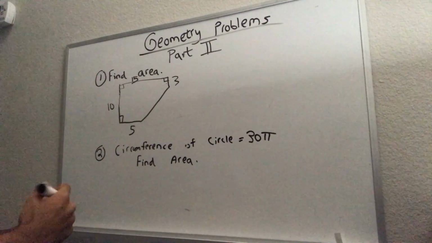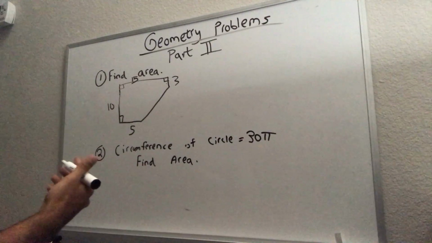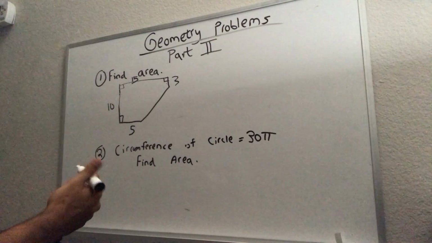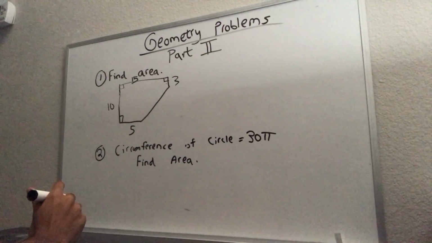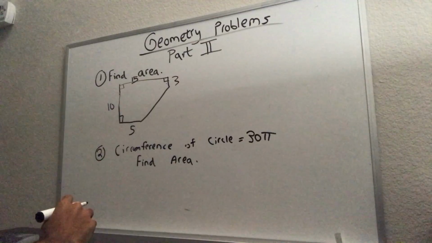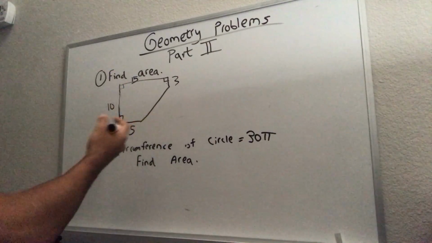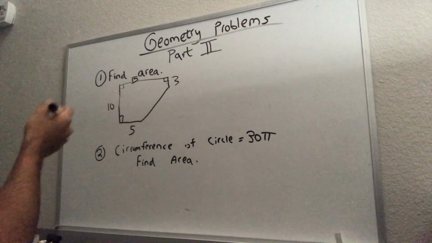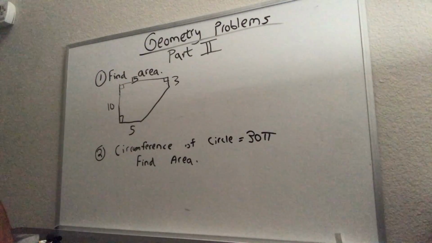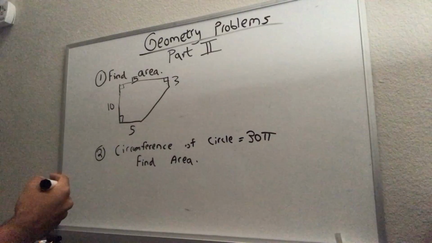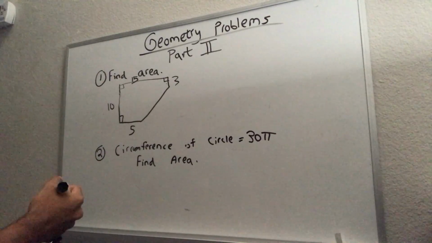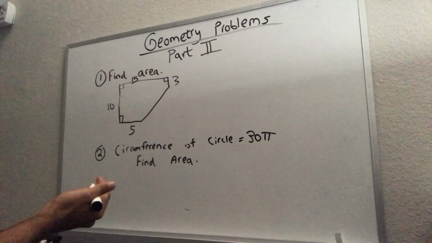So here we're again given two more geometry problems. It's part two, and this problem is quite interesting because most people think that this is a trapezium, and it's actually not, because when I previously defined a trapezoid, it's a polygon that has exactly one set of parallel lines.